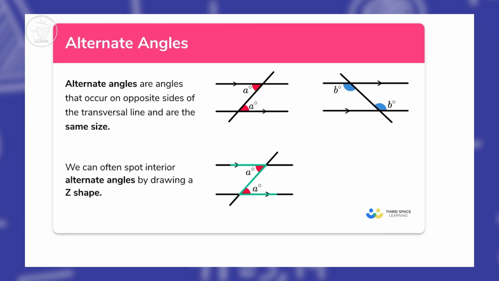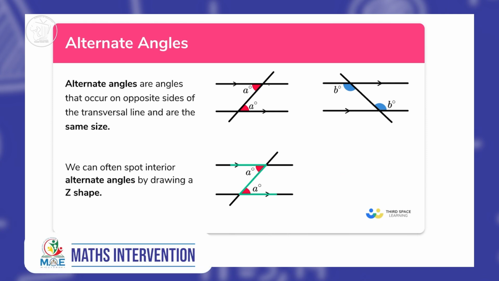So now let's look at alternate angles. Alternate angles are angles that occur on opposite sides of the transversal line and are the same size. So basically they are equal. Alternate angles are equal. And we can often spot interior alternate angles by drawing the Z shape. So from the time we have two parallel lines and a Z is formed, then those angles are alternate angles and they are equal.